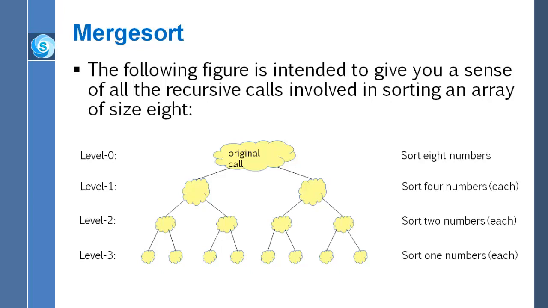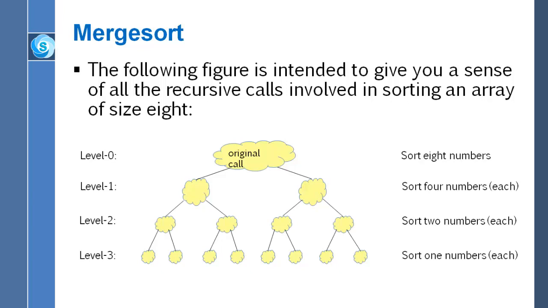At level 2, there are 1, 2, 3, 4 clouds. Each of those clouds represents a problem of sorting an array of size 2, or subarray of size 2, just 2 elements. Again, those are attacked using the same merge sort recursive thinking. You take the subarrays of size 2 and you divide each into 2 subarrays, each of size 1. Now that takes you down to level 3.